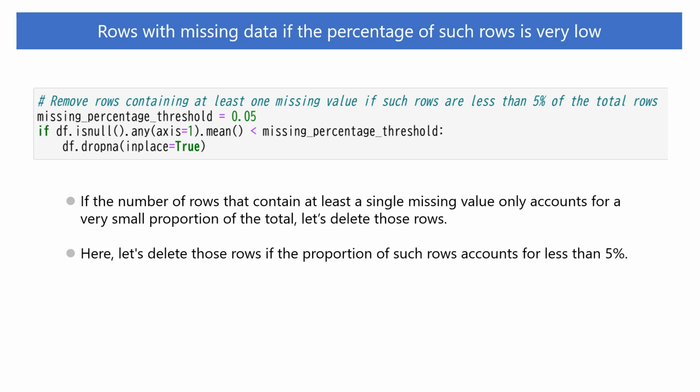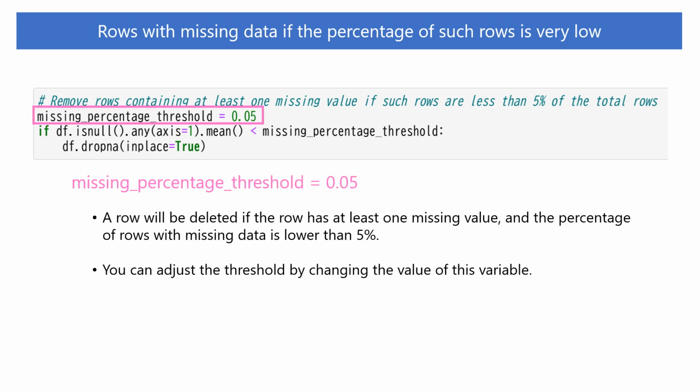Next, if the number of rows that contain at least a single missing value only accounts for a very small proportion of the total, we can consider there's no problem with ignoring those rows and deleting them. So, let's write the code to do that. Here, let's delete those rows if the proportion of such rows accounts for less than 5%. First, let's set the threshold value. The variable name for the threshold value is missing_percentage_threshold, and let's assign the value 0.05.